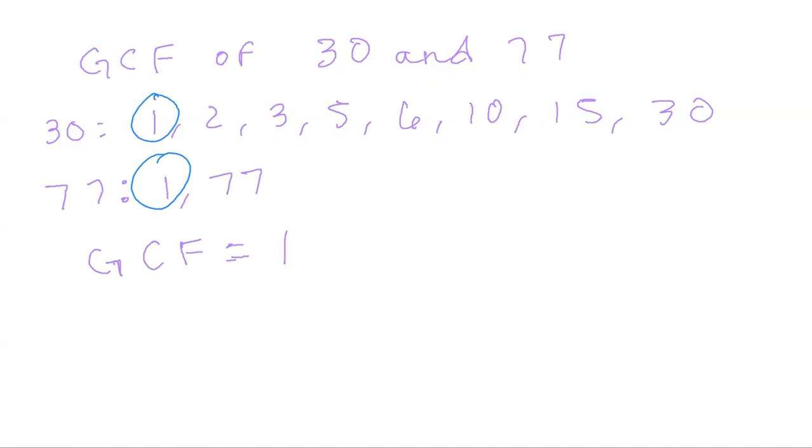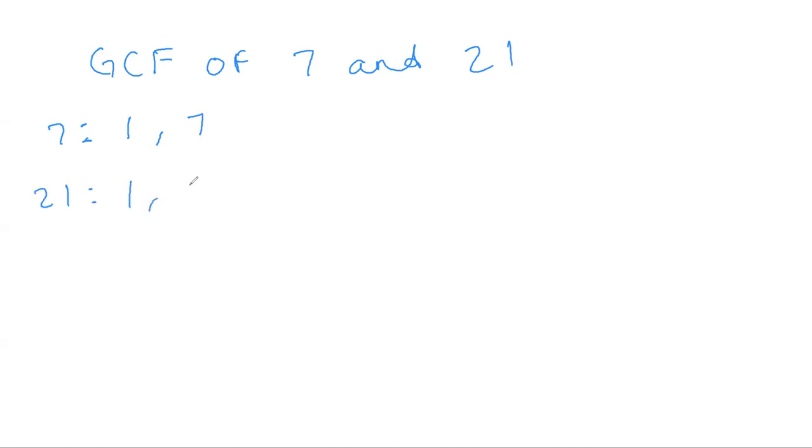Okay, so let's do maybe a couple more of these. But these are pretty straightforward, just finding GCF. So for 7, again, that's a prime number, so I just have 1 and 7. For 21, that's 1, 3, 7, and 21 itself. And as we can see, we have a GCF of 7.